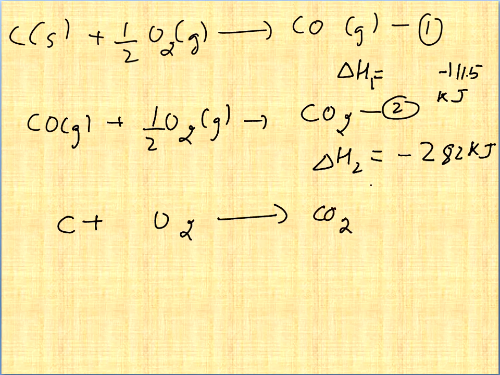Now these two steps can happen in one step also, like C plus O2 gives CO2, and the total heat delta H will be minus 393 kilojoule. This will be the sum of these two. Either it takes place in two steps or in one step. This is the Hess's law, a most important topic on the basis of board exams.